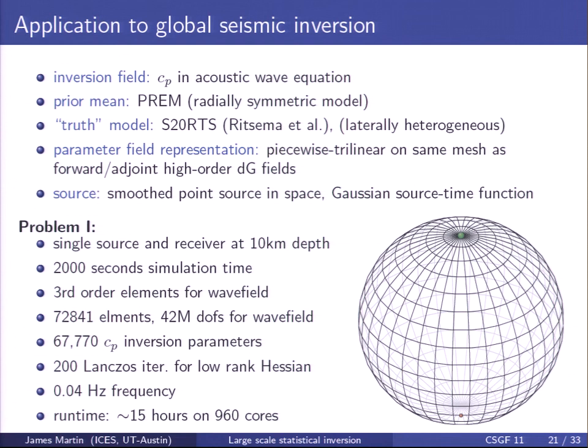So, okay. For the application problems, I'm going to consider two scenarios. In both cases, we'll be inverting for only the CP field, the P wave speed, in the acoustic wave equation. The prior mean will assume that we believe that PREM is the correct model, but that the truth model, the data is generated using the S20RTS, this laterally heterogeneous model.